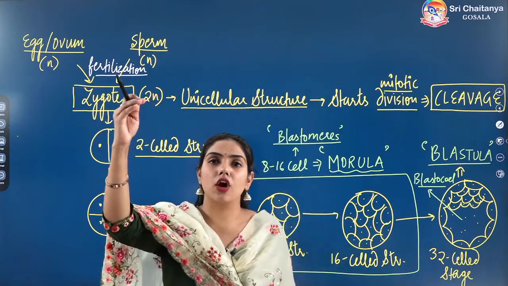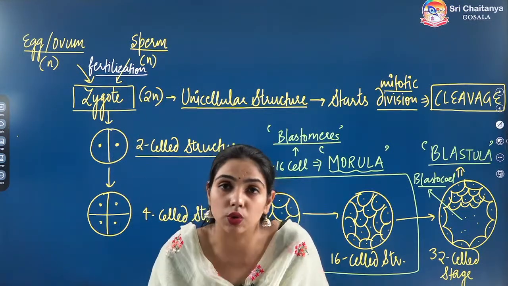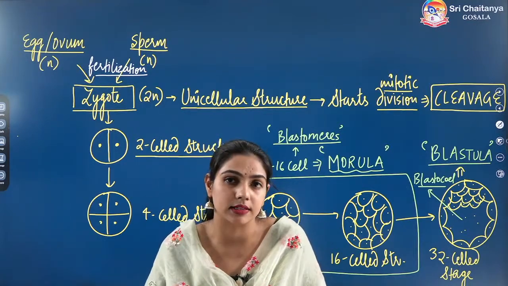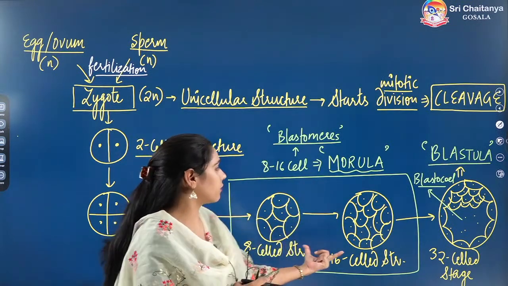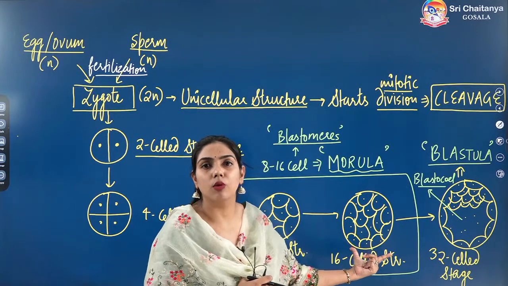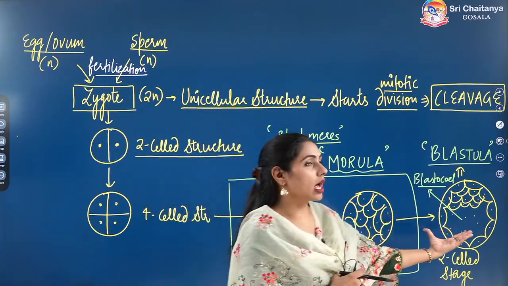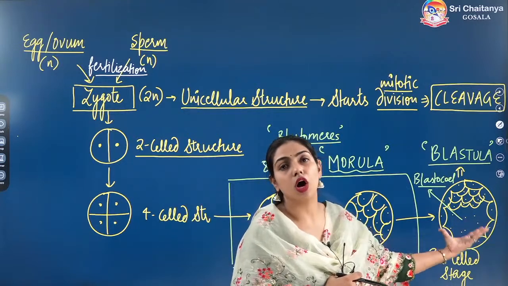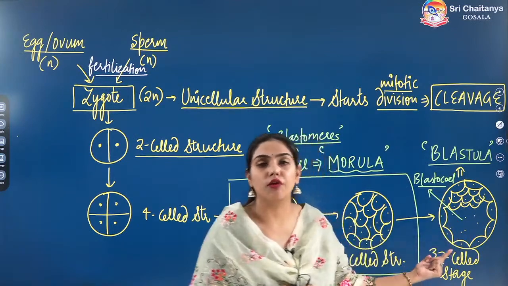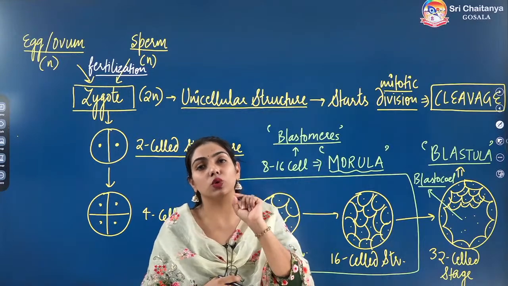So after the zygote we have seen another name, morula. After morula we have seen blastula. Now a very important thing will take place, and I have told you the characteristic feature of morula and blastula. In the morula you are not seeing any cavity. Morula is a solid ball of cells, but blastula is a hollow ball of cells. It has so many cells and is hollow from inside. That space, that cavity, is known as blastocele.